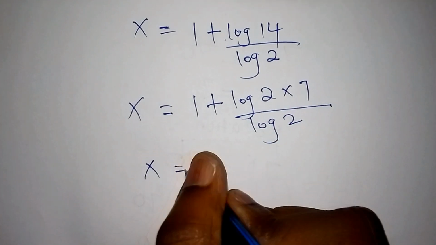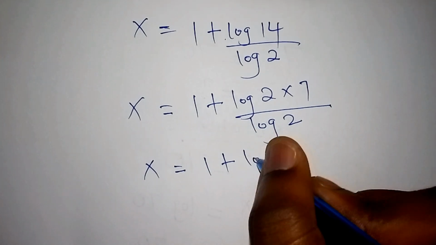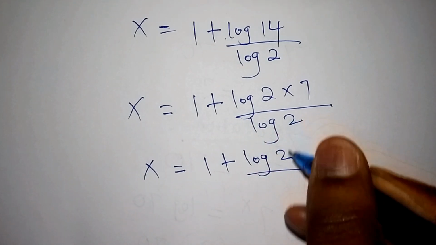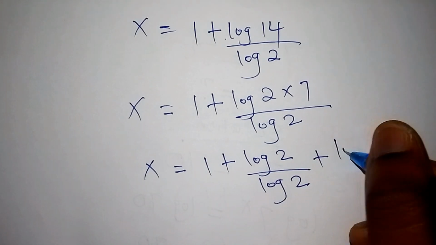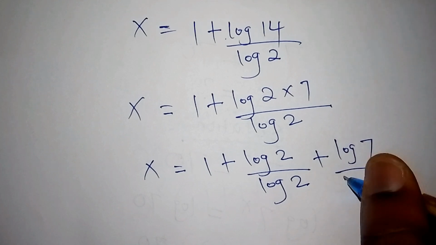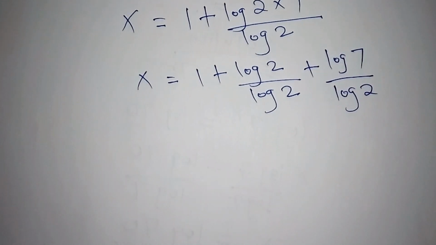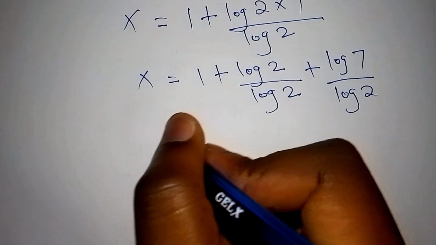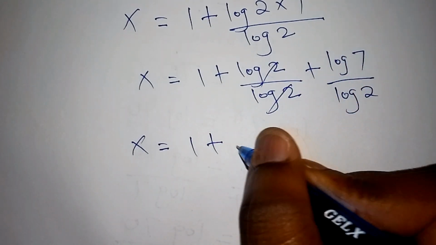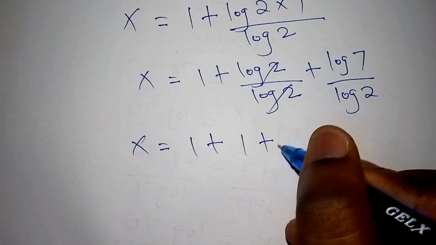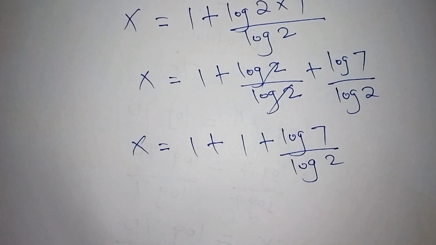So now our x is equal to 1 plus, so let's also split this one the way we split the other one. So we shall have log 2 all over the log of 2. So the multiplication sign shall change to addition, plus the log of 7 all over the log of 2. So once we have our equation there, we shall now say our x is equal to 1 plus, so the log of 2 and the log of 2 shall cancel, so it shall be 1 plus the log of 7 all over the log of 2.